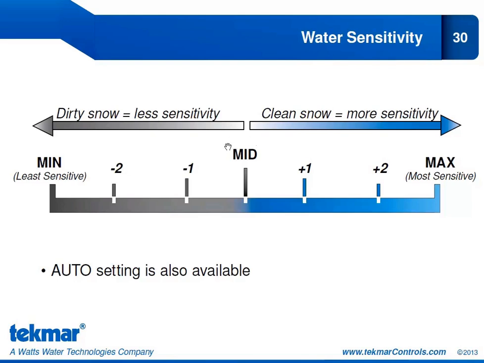So we show here, mid is the halfway mark. The cleaner the snow is, the more sensitive you should set this water sensitivity to. You can do +1, +2, or max, which is most sensitive. If there's dirty snow, you want it less sensitive. So you can do -1, -2, or min, which is our least sensitive setting. You can also choose the auto setting. In the auto setting, the control automatically adjusts the sensitivity level used to detect moisture. So a lot of options here for you to customize the water sensitivity to your particular region and weather conditions.